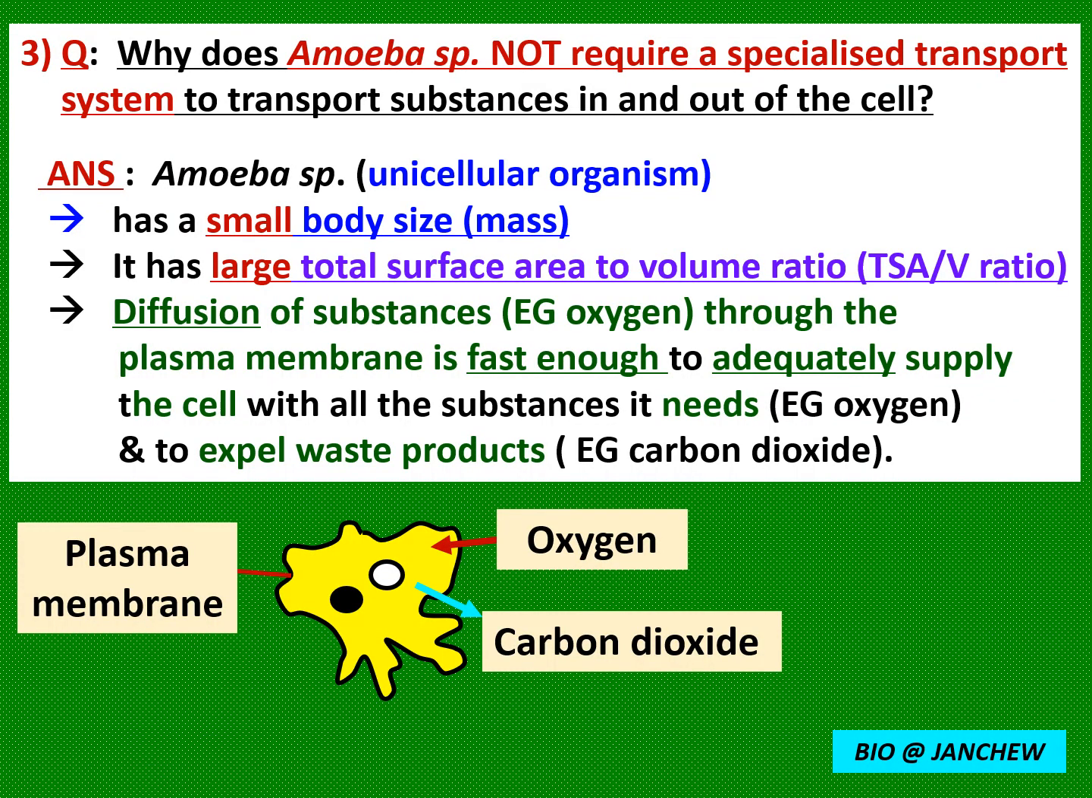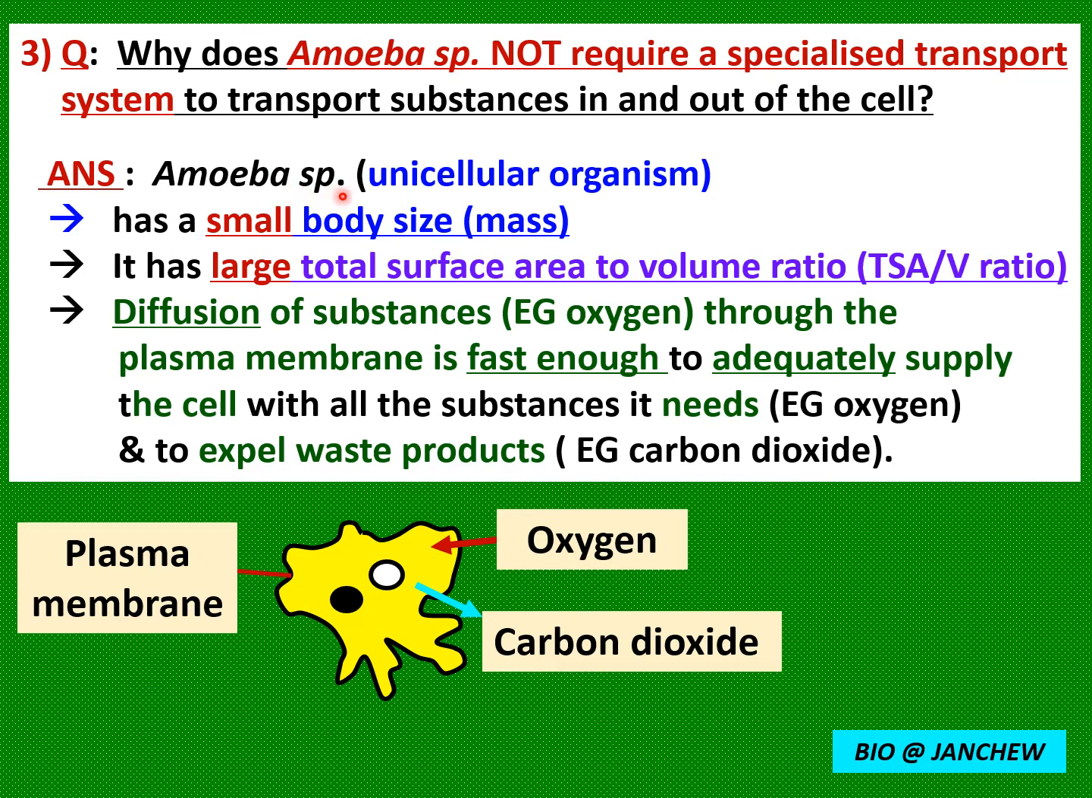Now let us compare amoeba and large multicellular organisms, right? Why does amoeba species not require a specialized transport system to transport substances in and out of the cell, compared to large multicellular organisms that need a specialized transport system to transport substances in the body? So this question is quite important for exam and can be asked as a structured or essay question. So there are 3 points here that we need to note.